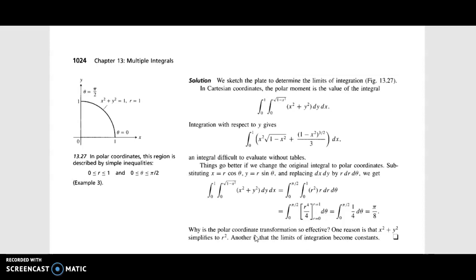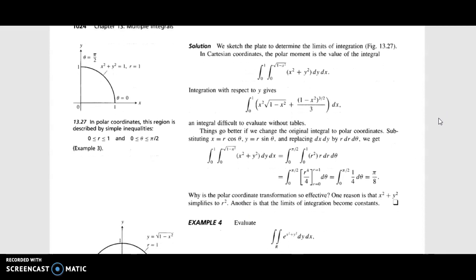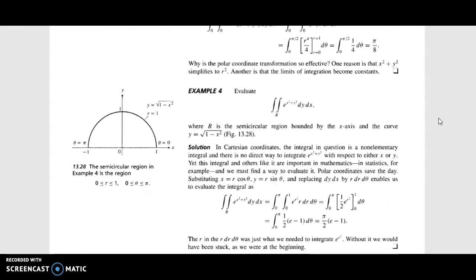Okay. So in this case, look, why is the polar coordinate transformation effective? The reason is that it simplifies x square plus y square into r square. And when we convert from rectangular coordinates, that is Cartesian coordinates, into polar coordinates, the limits of integration become constants, and without any disturbance we can evaluate this, right?